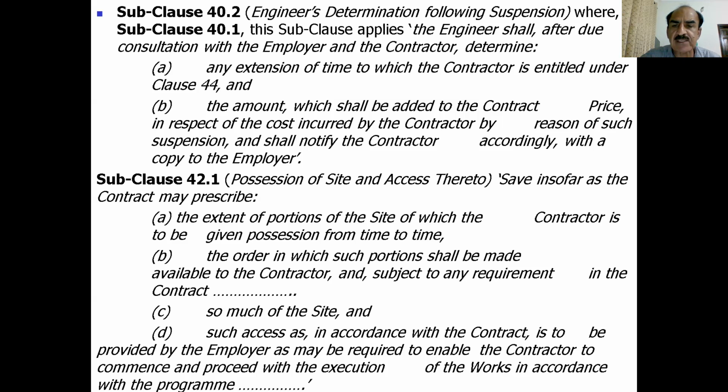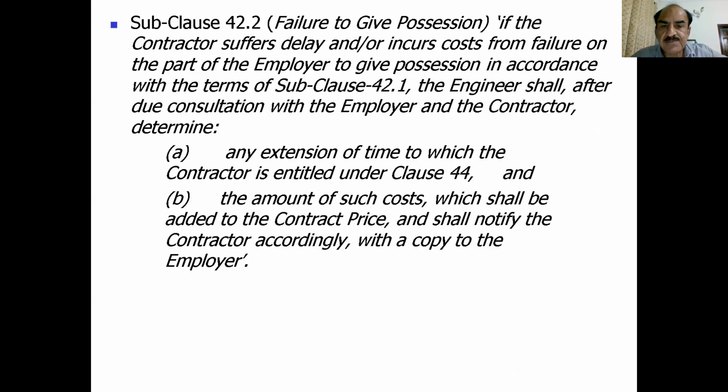The second, under 42.1, possession of site and access: save insofar as the contract may prescribe the extent of portion of the site of which the contractor is to be given possession from time to time, the order in which such portions shall be made available to the contractor, and subject to any requirement in the contract, so much of the site and such access in accordance with the contract is to be provided by the employer and is to be required to enable the contractor to commence and proceed with the execution of work in accordance with the program. So this again, the possession of site delay, which is not on the part of the contractor, and the employer has to pay the compensation for this extension in time.